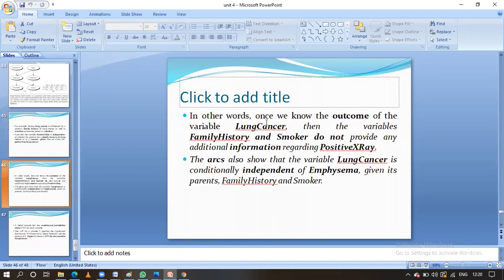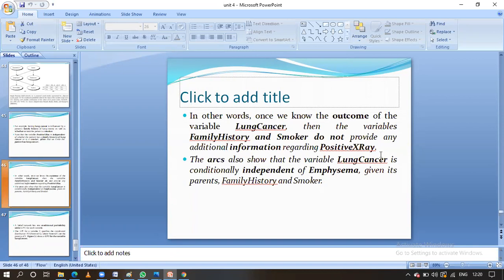And again, an explanation related to the diagram, guys. The lung cancer as well as the family history and smoking do not provide any additional information regarding the positive X-ray. Only lung cancer matters. If they are having the lung cancer, the positive X-ray will come. If he is not having the lung cancer, that will be a negative X-ray. That is why family history and smoking are not at all dependent on the X-ray.